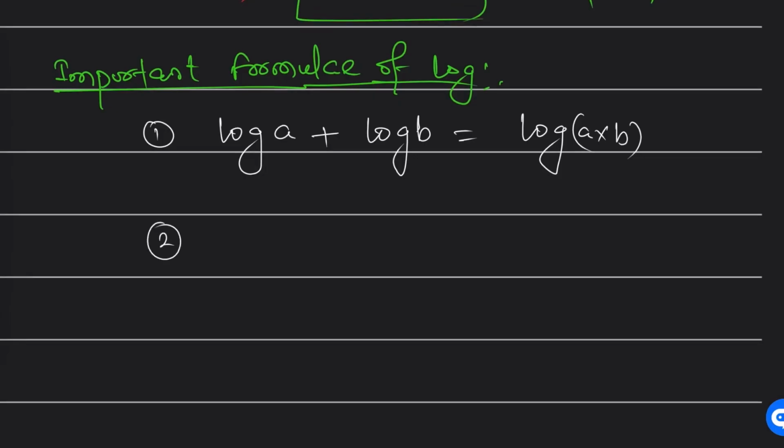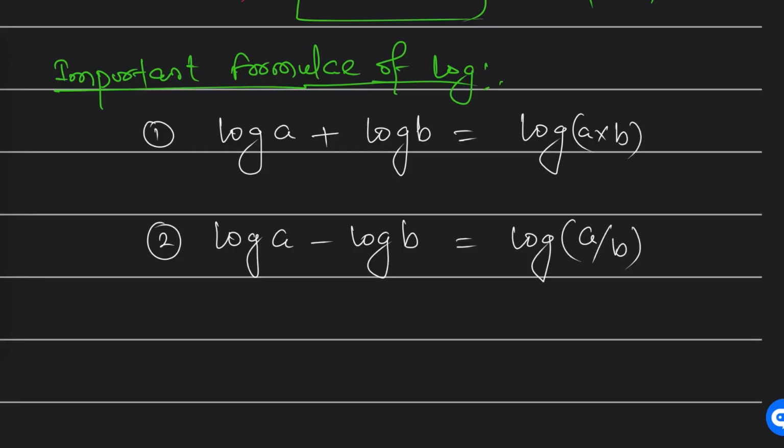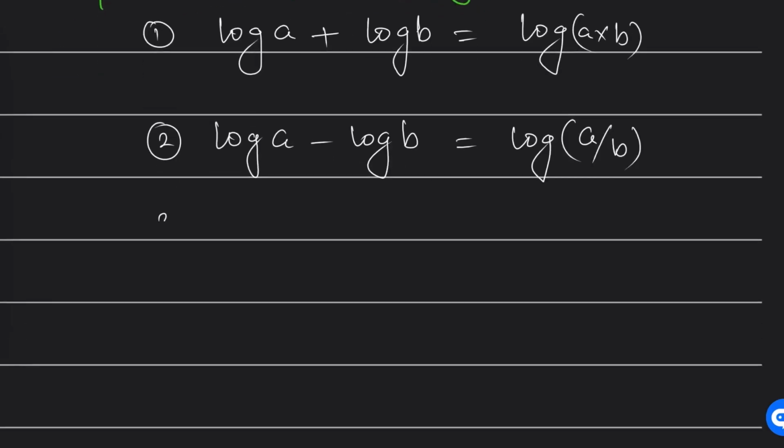Similarly, second formula: log of a minus log of b is equal to log of a by b, right? Log of a by b. Third formula: log of m power n is equal to n log of m. So powers always come in front of the log, right? This thing you should remember. These three formulas are basic formulas. Now a few additional formulas I'm discussing for your convenience.